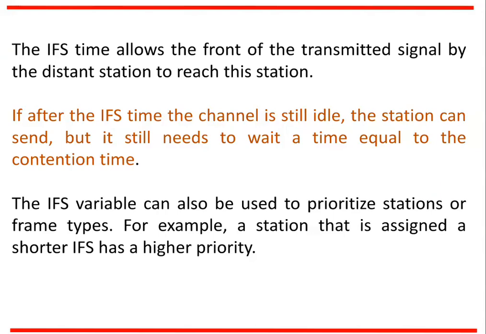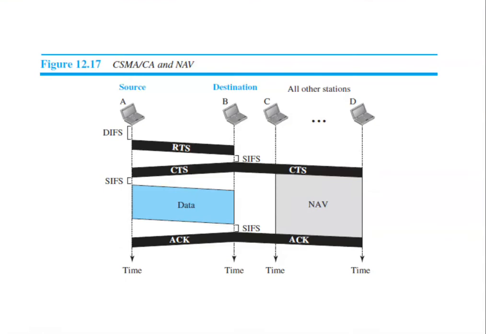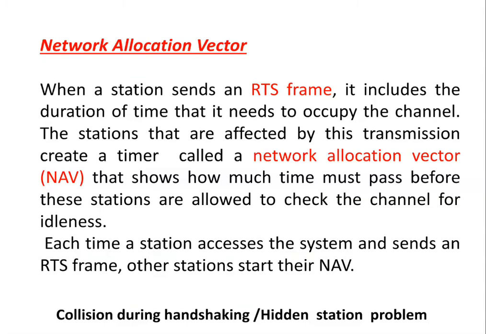So what is done? During this duration of time, all the other stations are refrained from sending data, and they will be in the network allocation vector state. There will be a counter or timer set up, and once the transmission finishes, the acknowledgement will be sent and received, and then all the other stations will contend to access the medium. So the network allocation vector shows how much time must pass before those stations are allowed to check the channel for idleness.